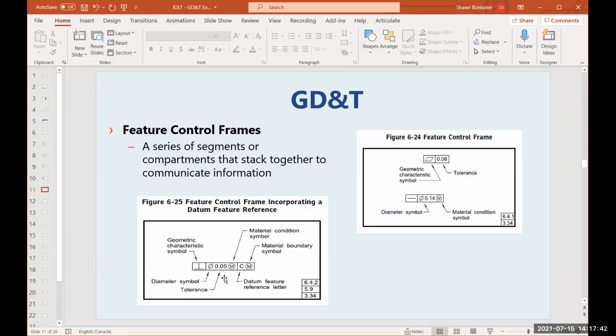So feature control frames are just a way of communicating your design intent on a drawing. It always starts off with the characteristic symbol, followed by the allowable or permissible tolerance, followed by any datum references as applicable.